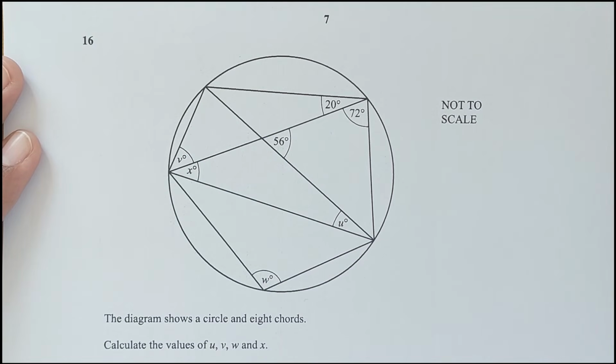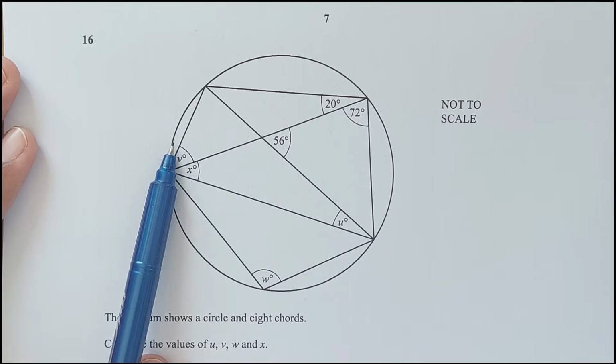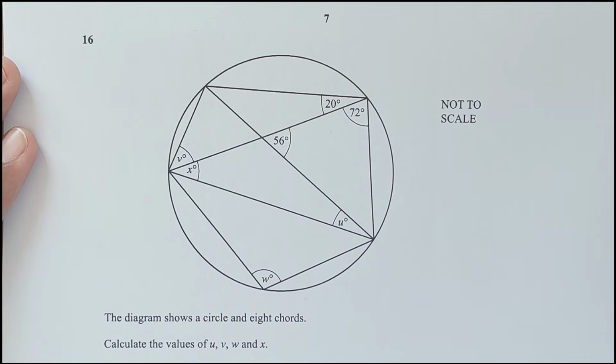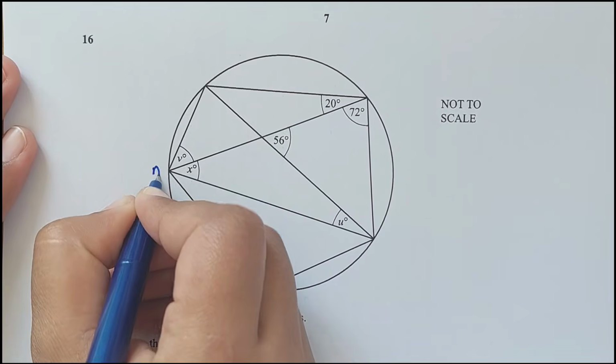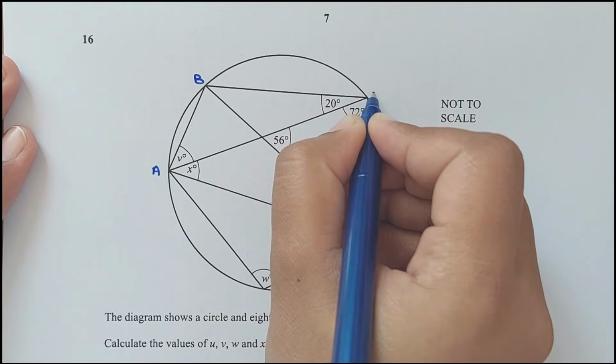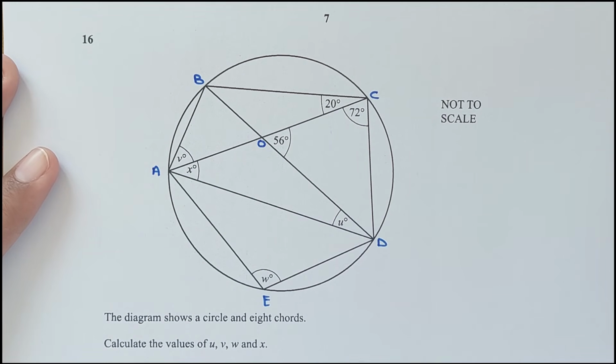Question number 16. The diagram shows a circle and chords. Calculate the values of u, v, w and x. All right. So let me start with the first one. First let me label all the points: A, B, C, D, E and O. All right. Okay, so we have this angle.